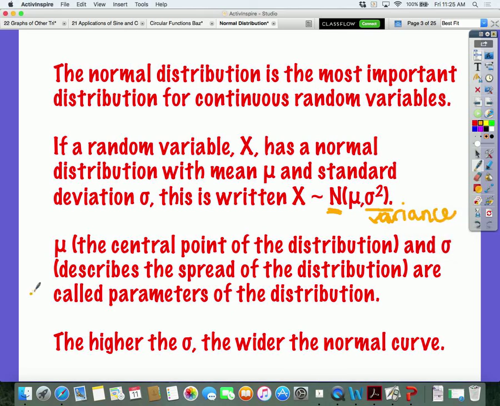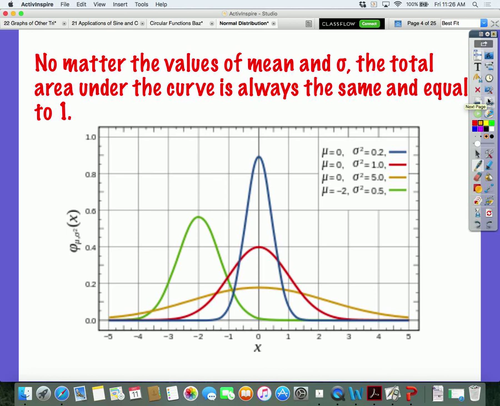All right, so mu, the mean, is the center point of the distribution, and the standard deviation describes the spread of the distribution. These are called parameters of the distribution. Either one or the other will be given to you, or they'll both be given to you. Either way, you can figure out your normal distribution from there. The higher the standard deviation, the wider the normal curve. As you look at this next slide, all of these are examples of normal distribution curves. They represent a bell curve, and no matter what the values of the mean or the standard deviation are, the total area underneath the curve will always add up to equal 1.